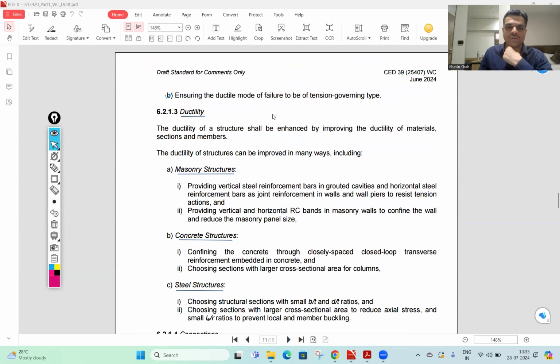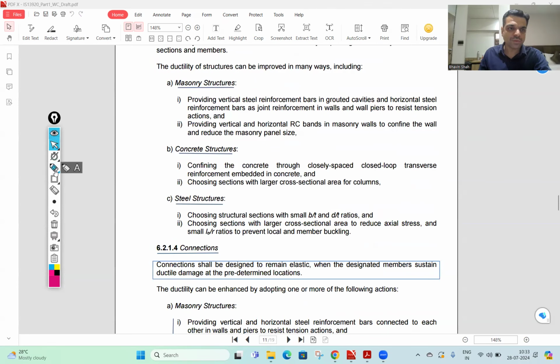The ductility of a structure shall be enhanced by improving the ductility of materials, sections, and members. For masonry structures, providing vertical steel reinforcement bars in grouted cavities and horizontal steel reinforcement bars as joint reinforcement in walls and wall piers to resist tension actions. Then providing vertical and horizontal RC bands in masonry walls to confine the wall and reduce the masonry panel size. These are the ways we can increase ductility in the masonry structure.